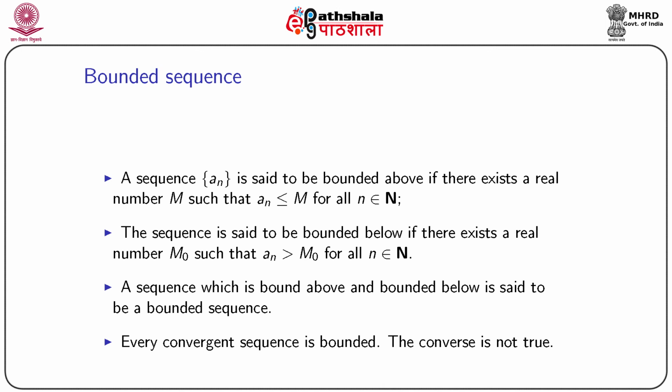Now we will focus on the definition of a bounded sequence. A sequence an is said to be bounded above if there exists a real number capital M such that an is less than or equal to capital M for all n belonging to the set of natural numbers. And the same sequence is said to be bounded below if there exists a real number M0 such that an is greater than or equal to M0. So a sequence where all elements are less than some number is called bounded above, and if all the members are greater than some number, then we call the sequence bounded below. A sequence which is bounded above and bounded below is said to be a bounded sequence.